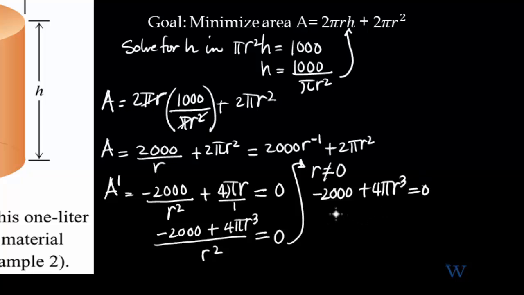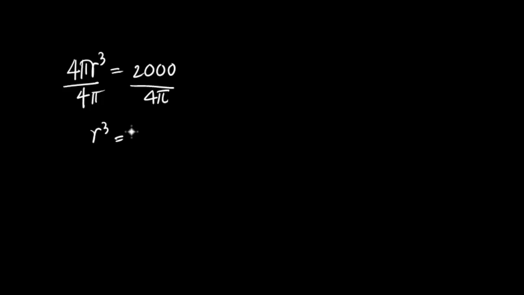Okay, so what is that? That's going to be, put 2000, so you have 4 pi r cubed equal to 2000. Okay, let's continue to the next slide. We have 4 pi r cubed equal to 2000. Divide both sides by 4 pi. And so we have r cubed is equal to 500 over pi. So r is the cube root of 500 over pi.